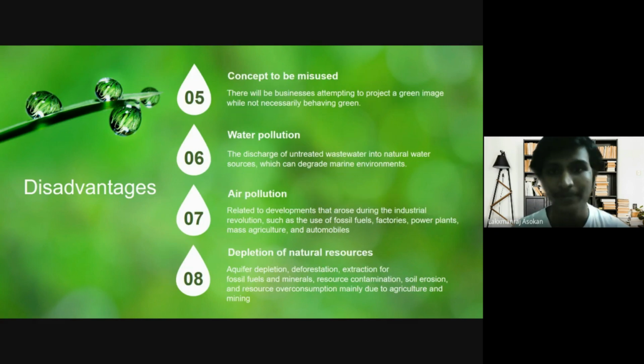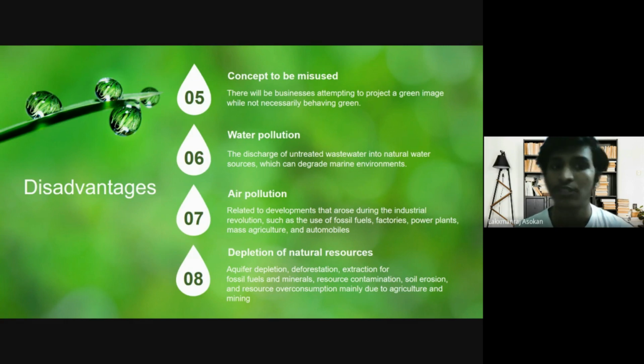So the fifth disadvantage is the concept being misused. Like I said earlier, not all companies would actually want to go green. So there will be some businesses that would attempt to project a green image. They would act like they are doing everything using green technology and such, but they are not actually using any green technology. So there will be companies who will act like that.